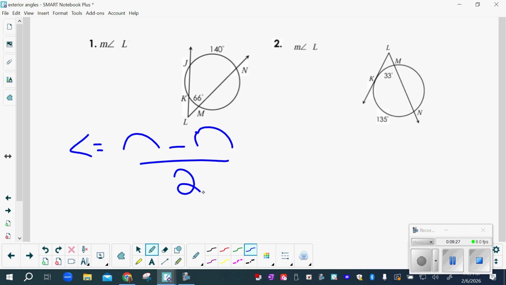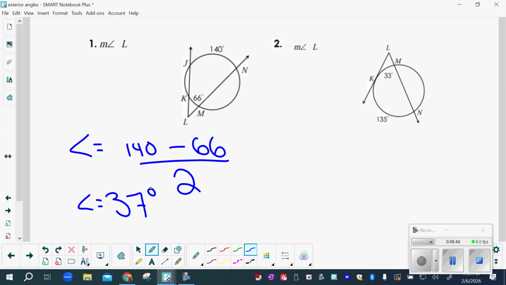So big arc, 140. Little arc, 66. 74 divided by 2, 37. It's that easy. It really is.